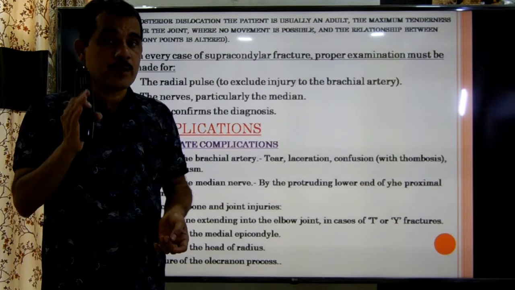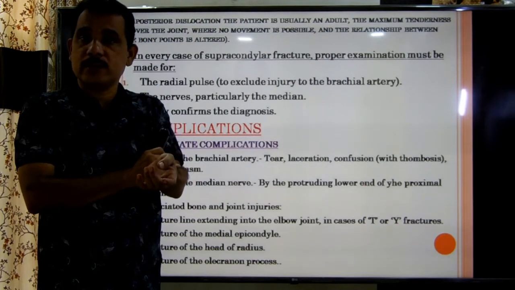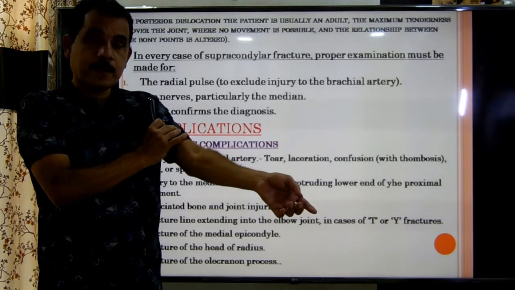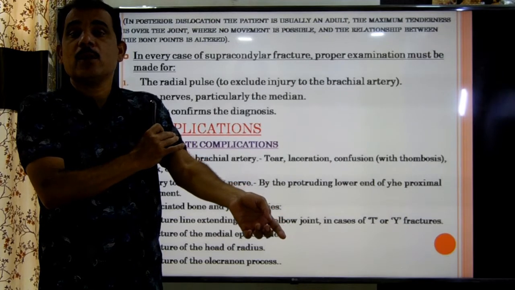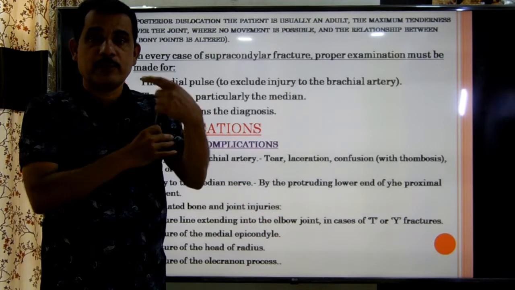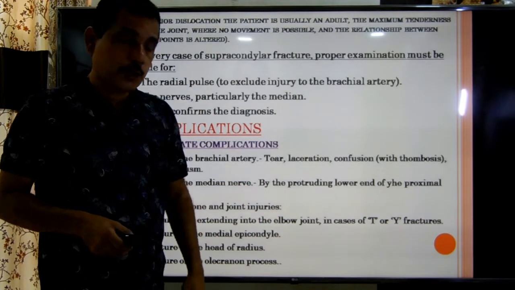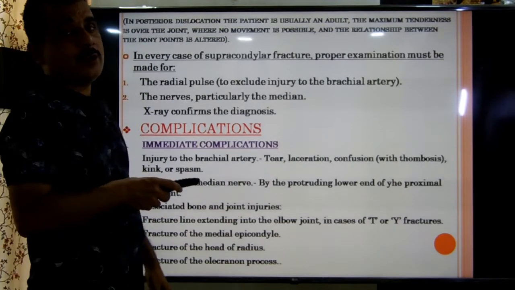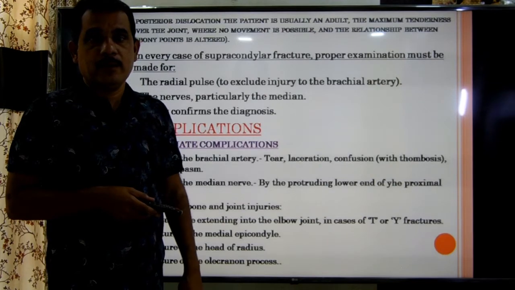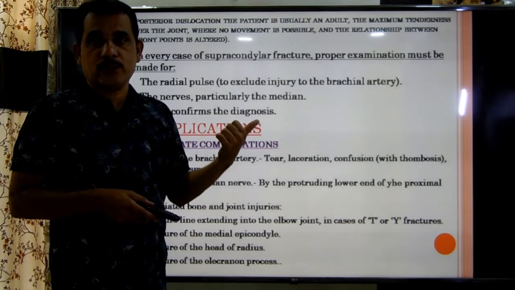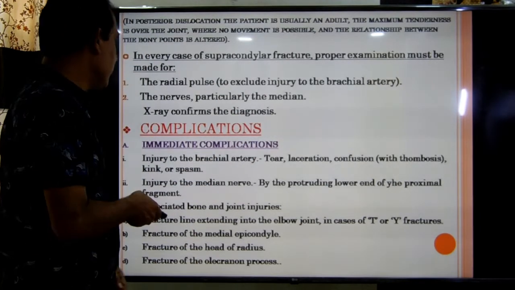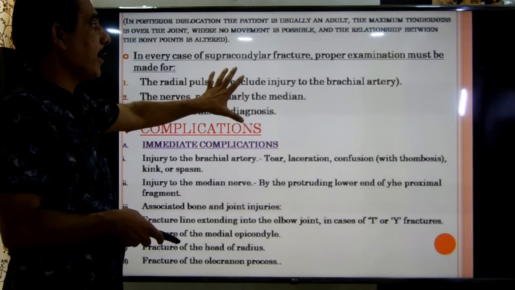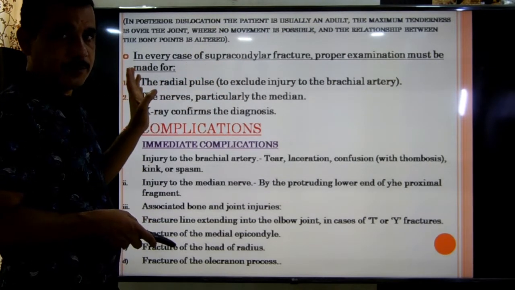In such cases, we must do that first: occlude the artery, the brachial artery here, to prevent further blood loss. Otherwise, the patient will get hypovolemic shock due to loss of blood. Second, the nerves, particularly the median nerve, should be examined. It is also a common complication of injury. We will discuss complications later. So that's why these two things should be kept in mind during clinical examination.